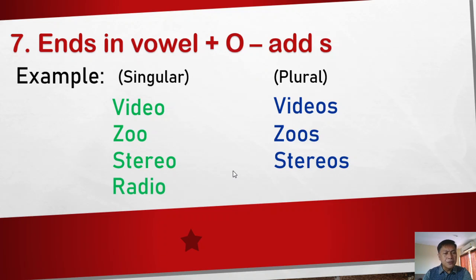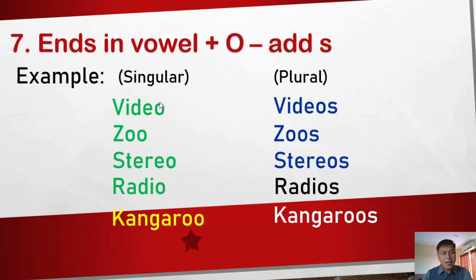Next will be radio. Radio ends with I and O, so the word becomes radios. One radio, two radios. Next is kangaroo. Again, the word ends with letters O and O. Since O is a vowel, vowel plus O, you are going to add S, so it becomes kangaroos. One video, two videos.